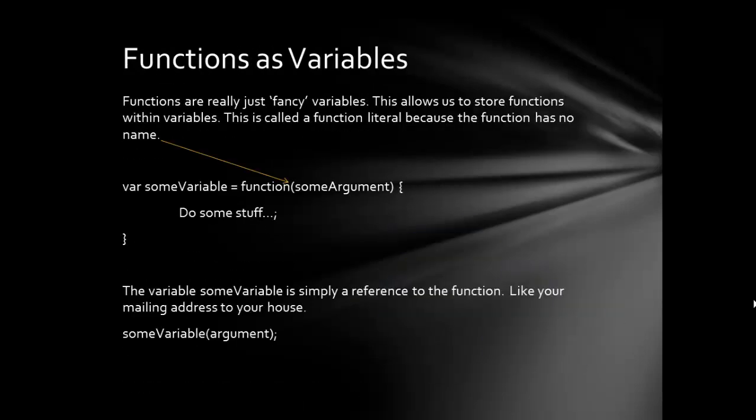Here we have a function that doesn't have a name. You see how it says some argument after it? So we have our variable some variable equals function some argument, and then we have our function, whatever it does. That variable, some variable, is simply a reference to that function. Think of it like this.